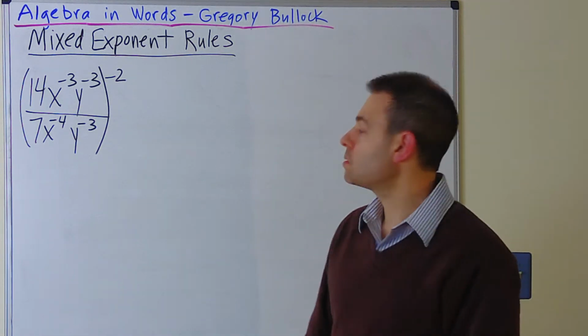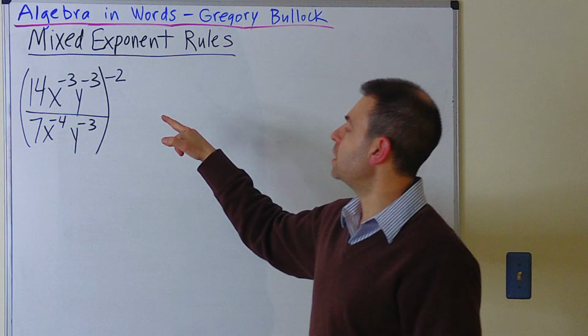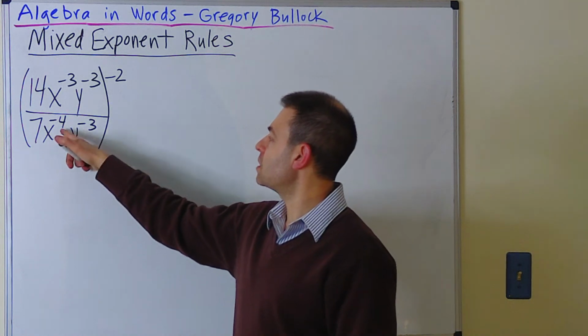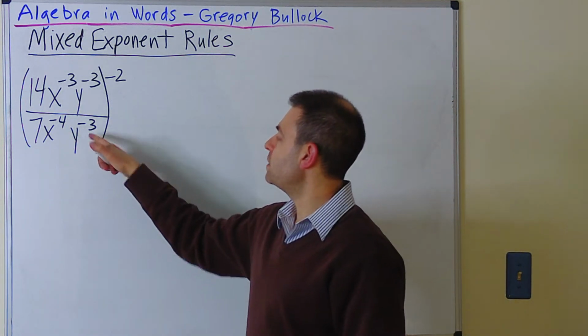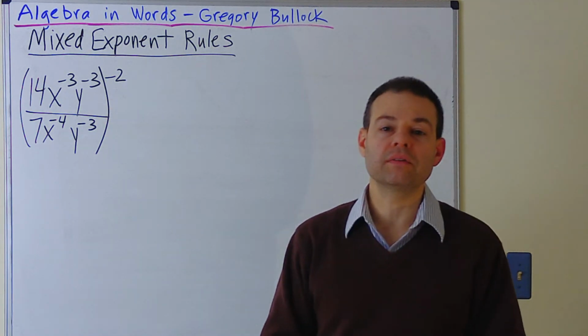The problem is the quantity, or the group, 14x to the negative 3 times y to the negative 3 over 7x to the negative 4 times y to the negative 3, and that whole group is raised to the power of negative 2.